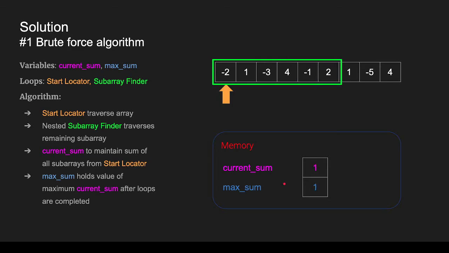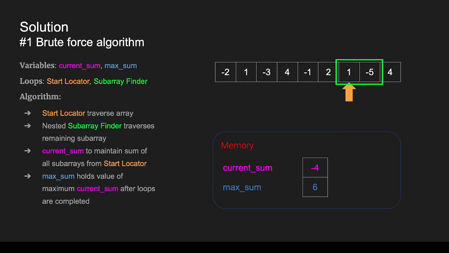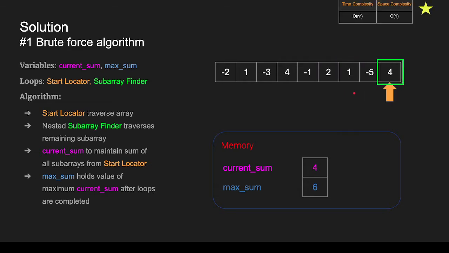We keep going further until we traverse the whole array and complete all the subarrays starting from -2. After that, the start locator moves to the value 1 and the algorithm continues until it reaches the position where the start locator is at 4 and the subarray finder has explored until the value 1, which happens to be the maximum sum of any subarray in the integer array. After that, max sum never gets an update, but the algorithm keeps going until it reaches the location where the start locator is at 4 and the subarray finder has no more options to explore.